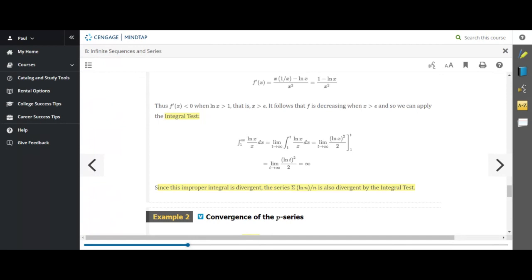And traditionally, you always want to see if the comparison test works. But sometimes you'll try it and it won't work. And then you have to resort to either the limit comparison test or the integral test.